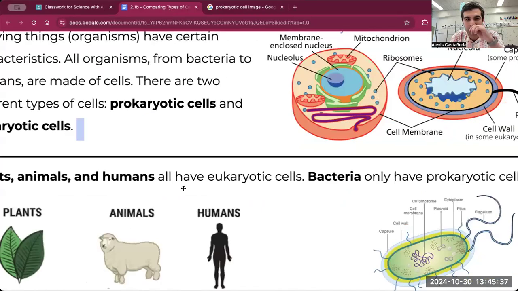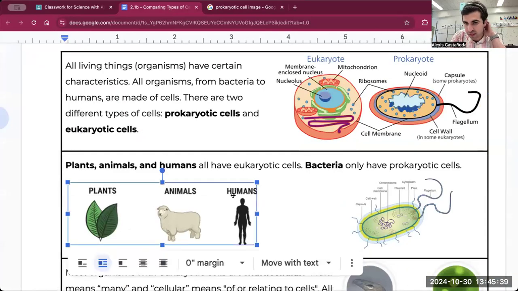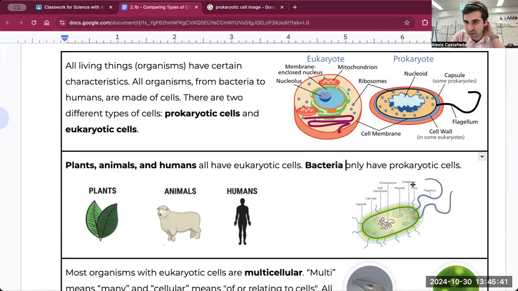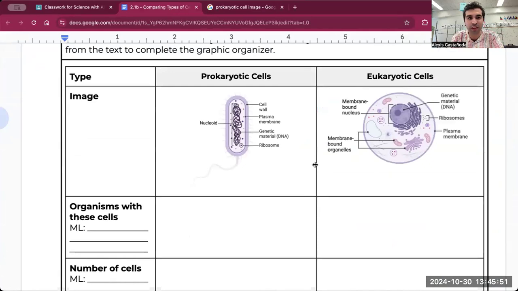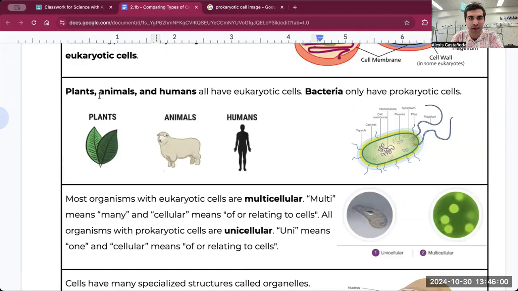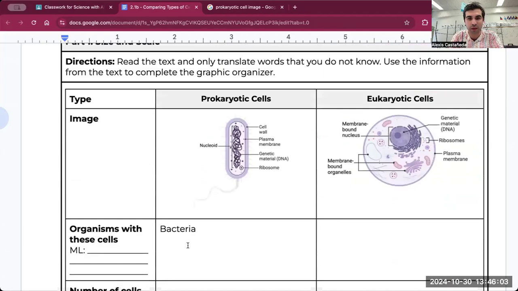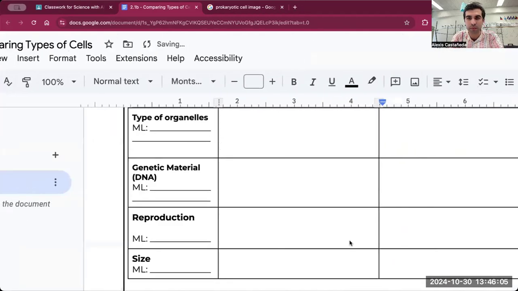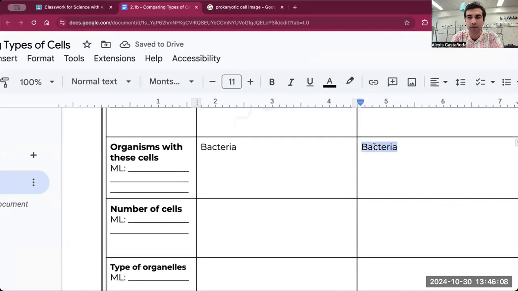So let's see. It says plants, animals, and humans all have eukaryotic cells. Bacteria only have prokaryotic cells. So bacteria are called prokaryotes. And everything else is called eukaryotes. So over here, I'm going to say that the organisms that have prokaryotic cells are bacteria. And the ones that are eukaryotic are everything else. It's plants, animals, and humans. Those are eukaryotes or eukaryotic cells. So here I'll put plants, animals, and humans.